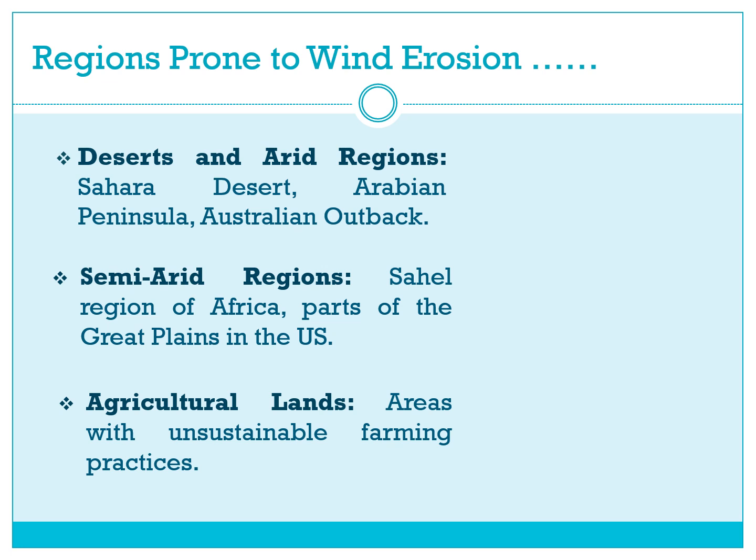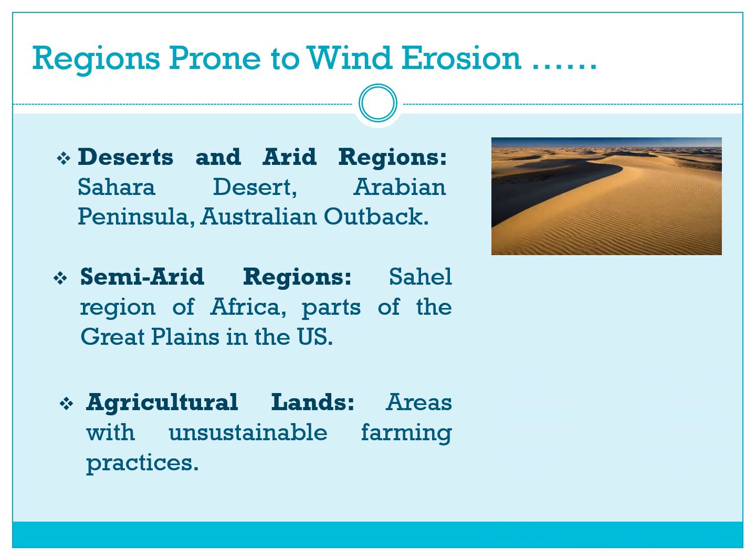Regions prone to wind erosion. Wind erosion occurs in areas with loose dry soil and minimal vegetation cover. The most vulnerable regions include desert and arid regions. The Sahara Desert, Arabian Peninsula, and Australian outback experience intense wind erosion due to extreme dryness, sparse vegetation, and frequent sandstorms.